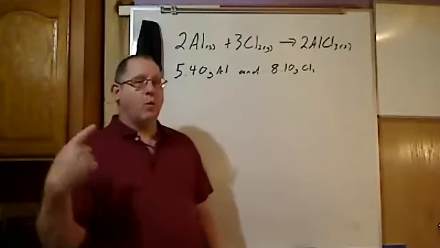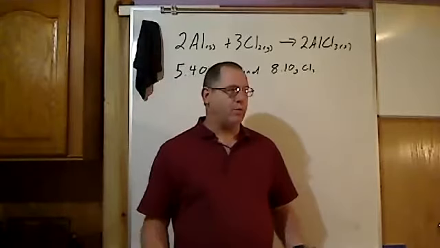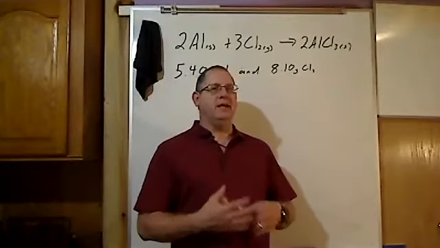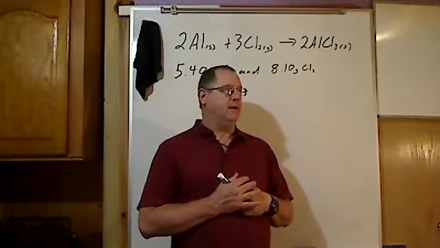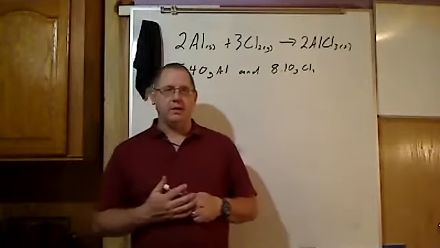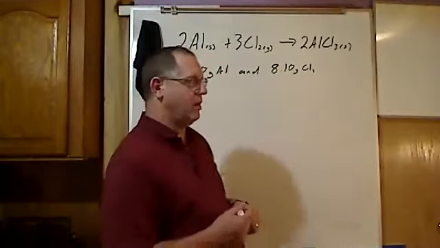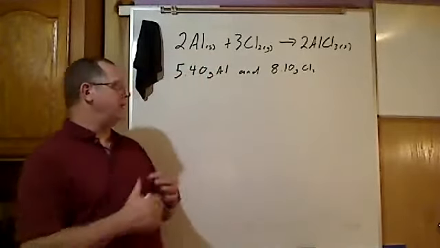First question is, what is my limiting reactant? Which one do I run out of first? The second thing is, what mass of aluminum chloride would I expect to get? And that is going to be our theoretical yield. And finally, I have a question on percent yield, but I'll give you those numbers in a little bit.